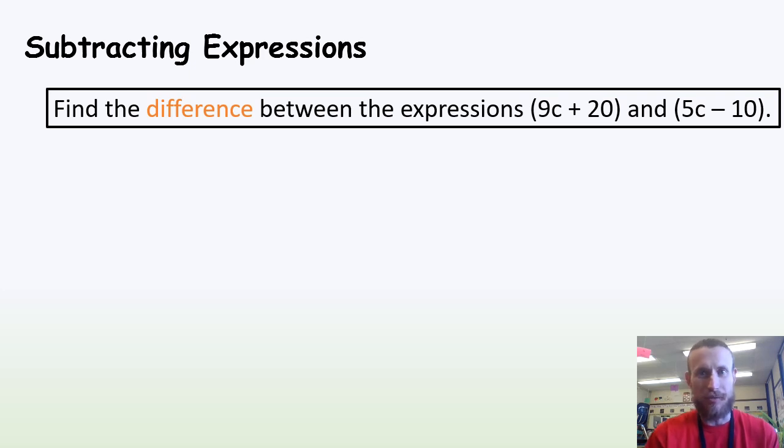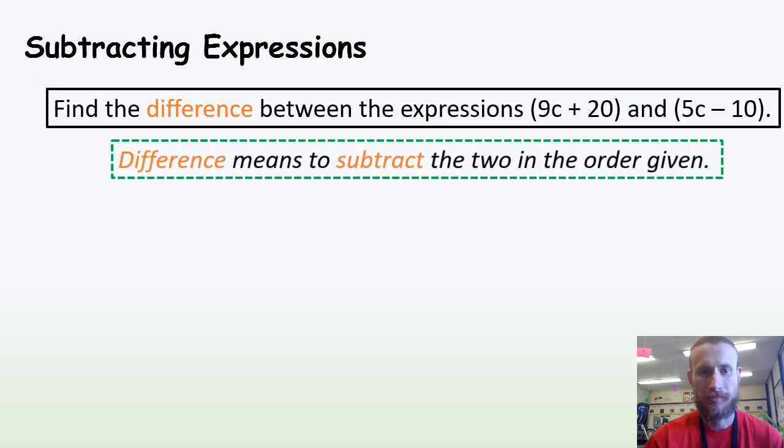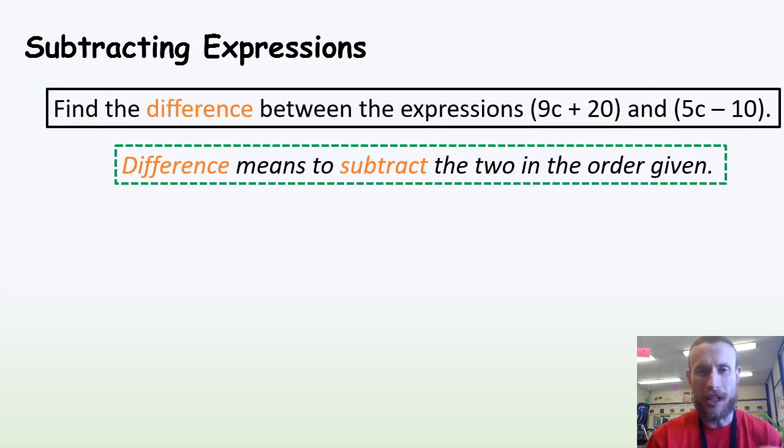So, first thing, this task says find the difference between the expressions 9c plus 20 and 5c minus 10. So let's look into this. How is this related to subtracting expressions? Well, there's the key word. The difference means to subtract the two expressions. If the order is not specified, we're going to subtract the expressions in the order that they are given. So let's set up this subtraction.